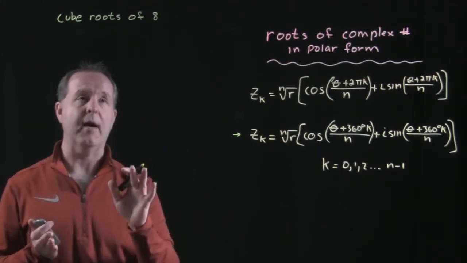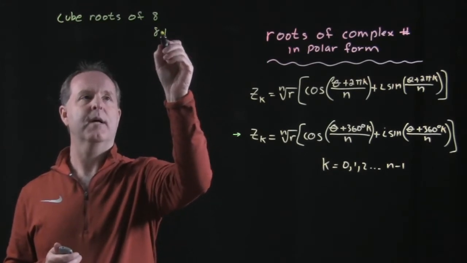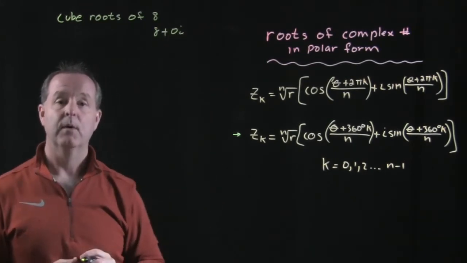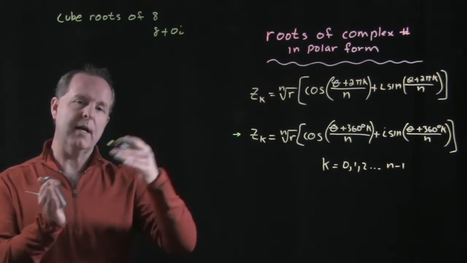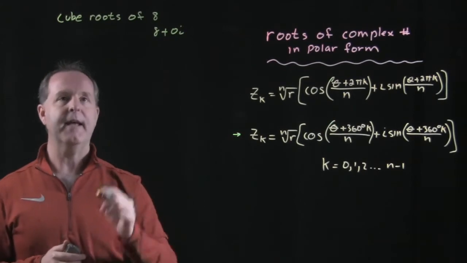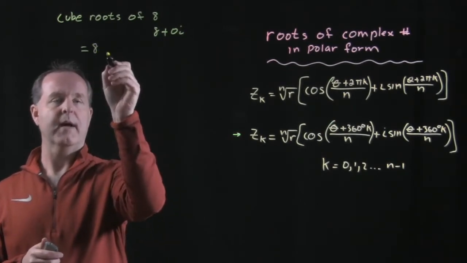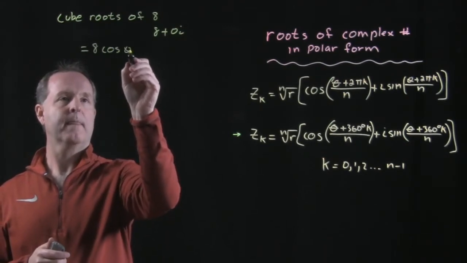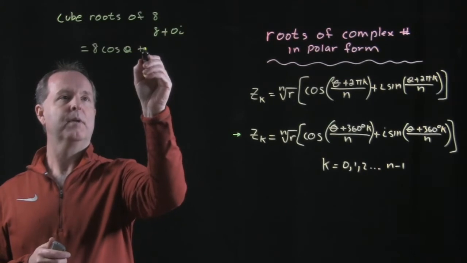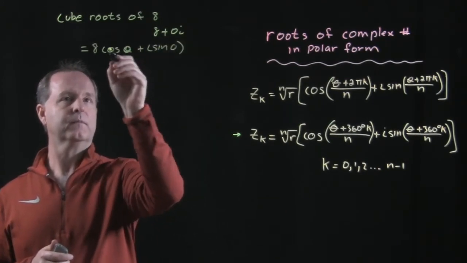Well, first of all, we need to think about 8 in terms of the complex number. So it's 8, or it also equals 8 plus 0i. We need to convert that to polar form. Polar form, again, was r times cosine theta plus i sine theta. And so if you did your work, that's going to equal 8 times the cosine of 0 plus i times the sine of 0.